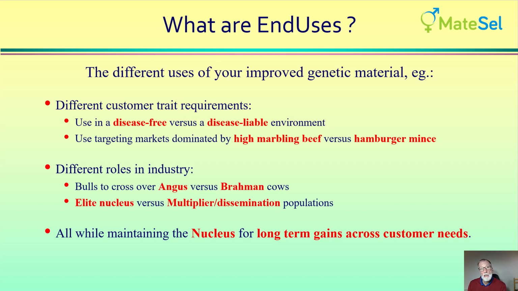Another example might be some customers targeting high marbling beef, whereas others are aiming at production of hamburger mince. You can also consider different roles in industry. So you might have customers who are going to use bulls to cross over Angus versus over Brahman cows, possibly in different regions with different trait profiles required. And of course, the key trait profiles are your elite nucleus versus multiplier dissemination populations, either in your own enterprise or in customer enterprises. All the while you want to be maintaining your nucleus for long-term genetic gains across your customer needs. So that's largely about trait profiles.